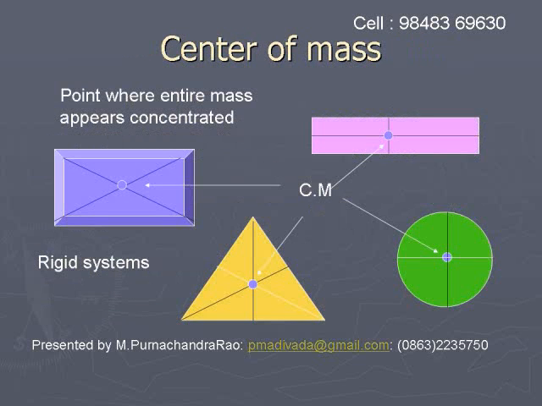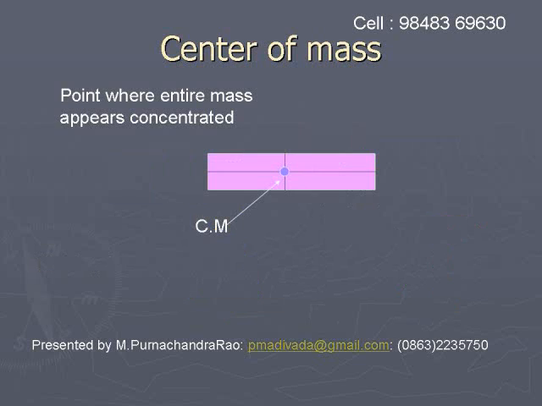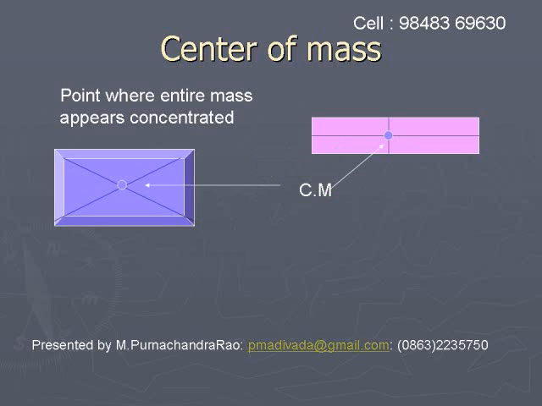Center of mass of different bodies. Let us take a rectangular plate. Draw the lines passing through the center and parallel to the length and parallel to the breadth. Then the point of intersection of these two lines gives the center of mass. See the rectangle. Consider it as though it is a box.